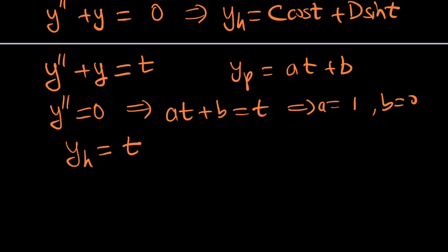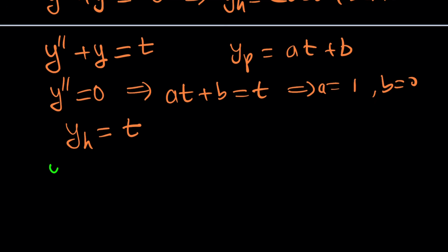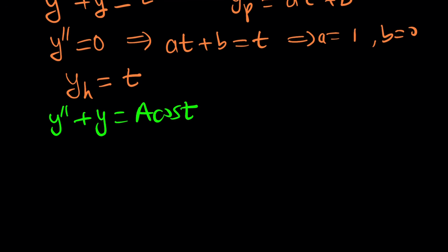Let's go ahead and find something for the a cos t part. So we're trying to solve now this piece, y double prime plus y is equal to a cosine of t. But cosine of t is already a homogeneous solution, right? So in this case, the undetermined coefficient method is not going to work. So here's what we're going to do instead.